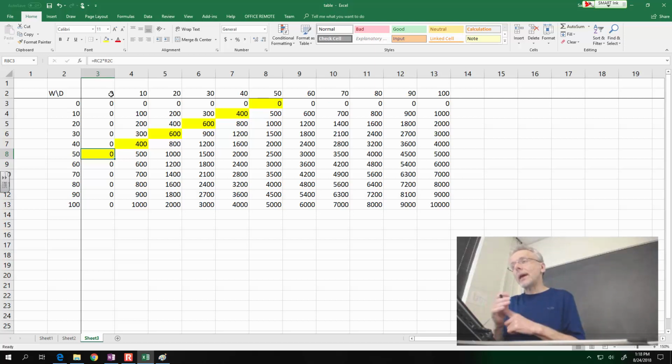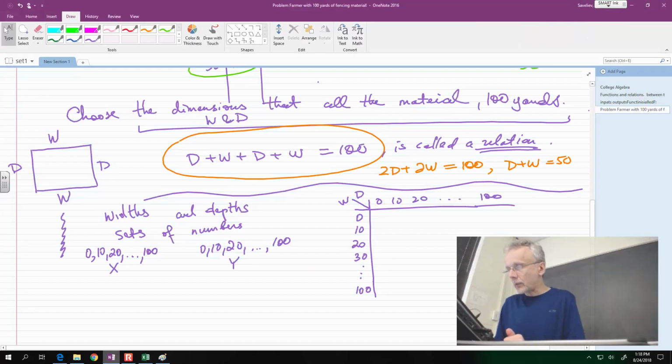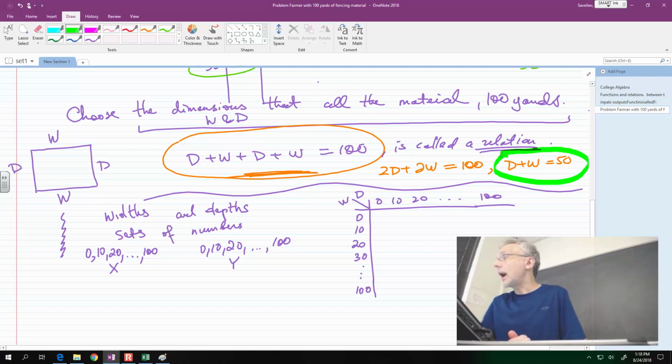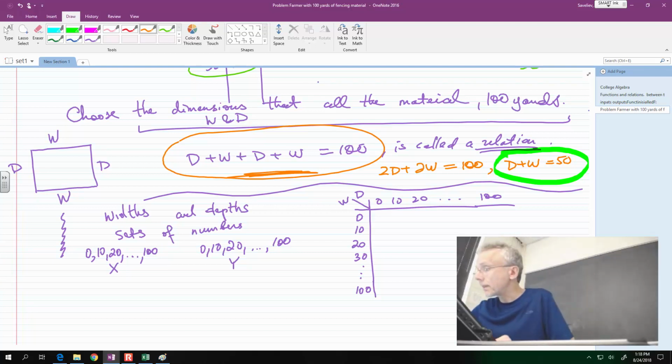So on the xy plane, if we prefer, width and depth, this relation that we have been talking about gives us a straight line. Okay, so the dependence of D on W and W on D creates a line in our chart. So I could actually do it like this. What was it?